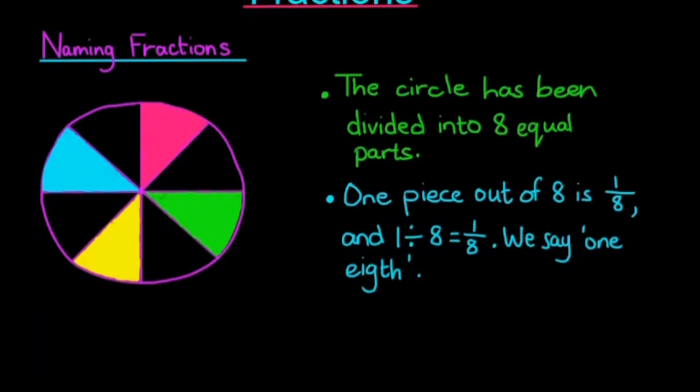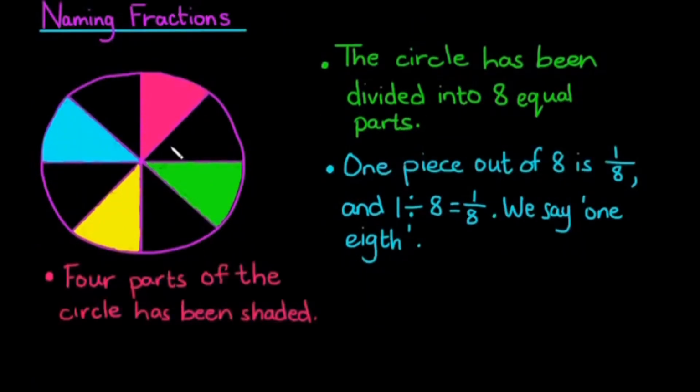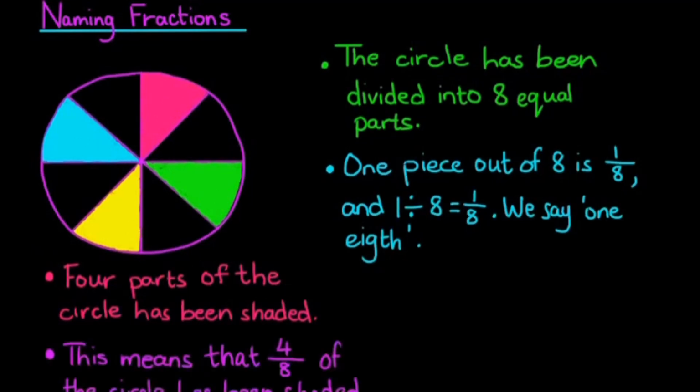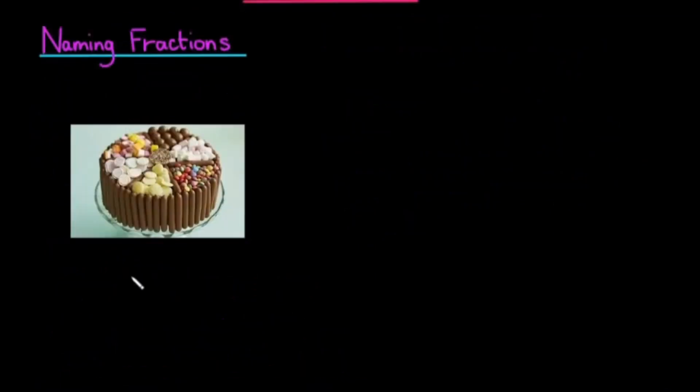Now, if I go ahead and take this wheel and color 4 of them in. So 4 parts of this circle has been shaded. This means that 4 out of the 8 parts of the circle is shaded. So it's 4/8.